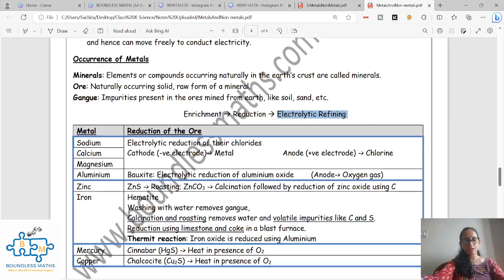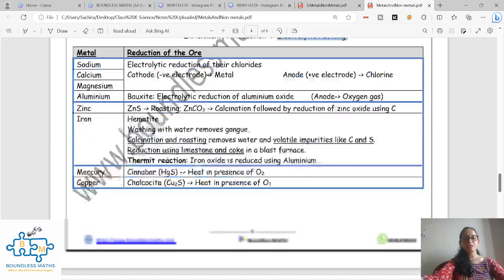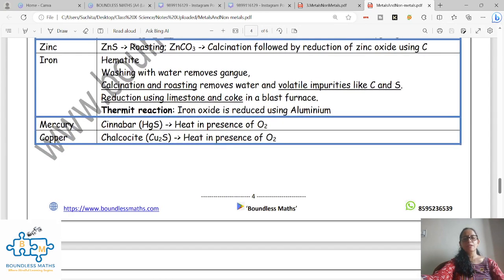Now let's look at different categories in the reactivity series. There are different ways for metals that are lower in the reactivity series. For example, mercury and copper. These metals are placed lower in the reactivity series and they are found in their sulfide forms, which can be reduced only by heating in the presence of oxygen. When we heat the ores of these metals in presence of oxygen, the oxygen combines with sulfur, liberating sulfur dioxide, and the metal gets separated. So it is a very easy process for metals that are lower in the reactivity series.